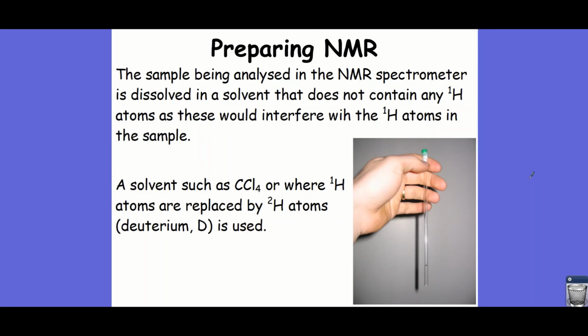And this is what your sample looks like for the size of the machine, which is huge. This is all that actually goes into it. It's just a long kind of glass tube, and the sample that you're analysing is here at the bottom, and it's dissolved in a solvent that does not contain any protons, obviously, because if it did, this would interfere with your spectrum. So it's dissolved in something like tetrachloromethane, or in solvents where 1H, so your normal proton, is replaced by deuterium atoms.